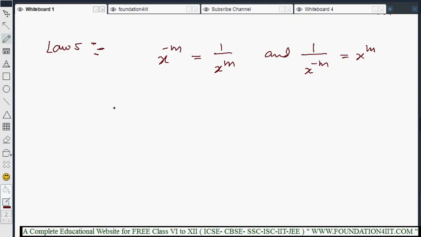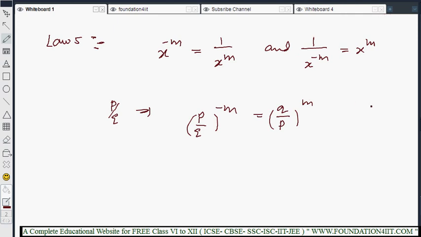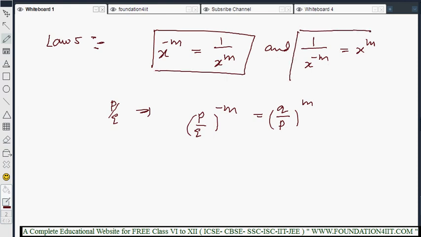So for a rational number p by q, I said one property already. That means p by q whole to the power minus m. If you want this minus m to be positive, then interchange. That means the reciprocal of p by q is q by p. Then the power will be plus m. Now similarly, same thing: 1 by x power minus m is equal to x to the power m.